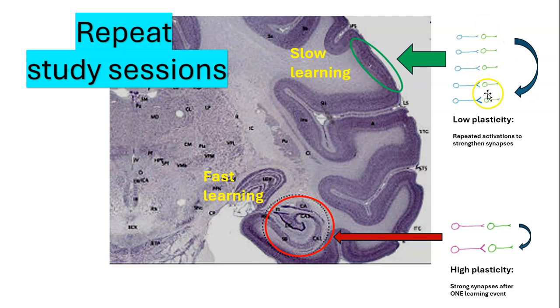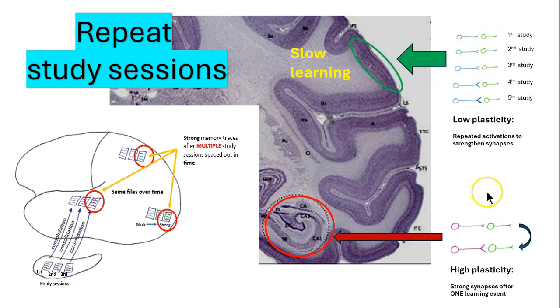Now, why is it, though, that we have to repeat our study sessions? And here, this picture illustrates the concept that scientists think that the cortical neurons have low plasticity, which means they need repeated activations to strengthen those synapses. By contrast, the hippocampus has high plasticity neurons. We saw earlier that one learning event can trigger strong synapse growth here. So we would say the cortex is a slow learning system because of the low plasticity neurons, whereas the hippocampus is a fast learning system, high plasticity neurons. So we've got to repeat our study sessions because the cortex is a slow learner.